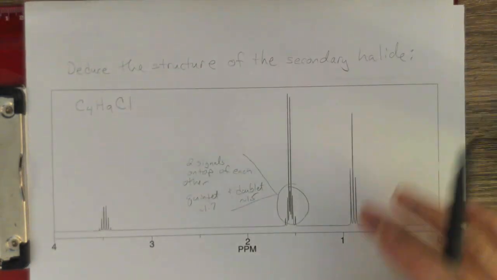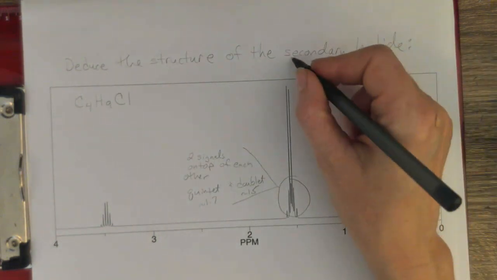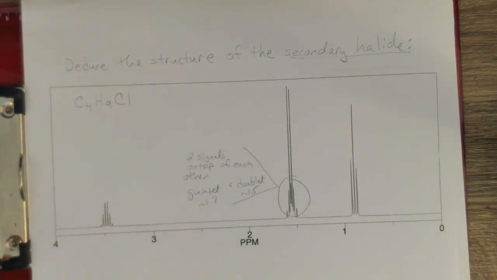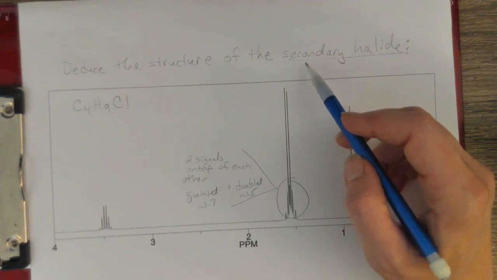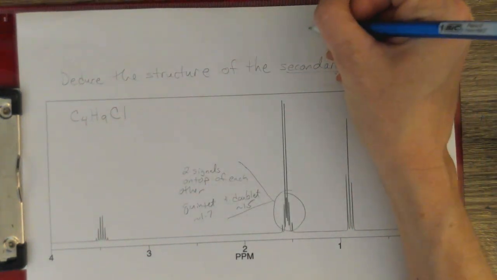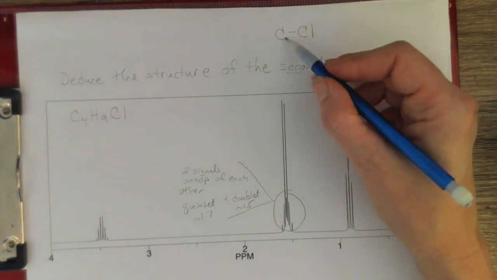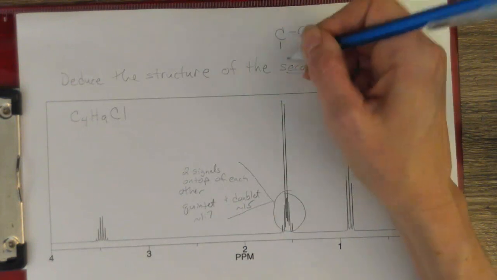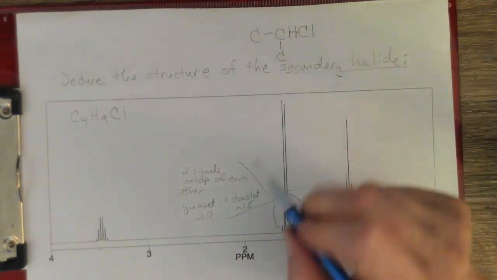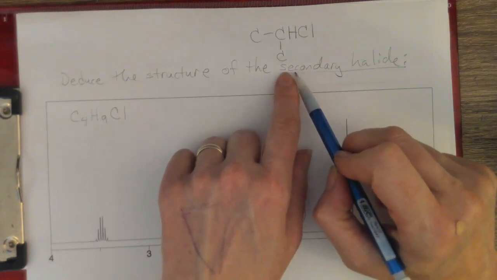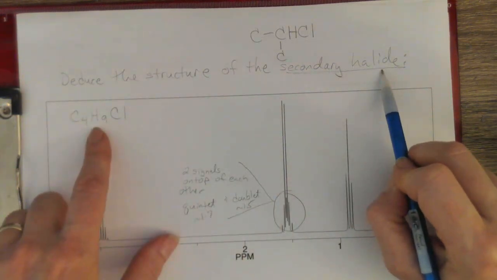All right, so let's start off with an example. What we want to do is come up with the structure of a secondary halide with this formula. So first of all, what is a secondary halide? Since we know it's a chlorine, I'm going to go ahead and write the chlorine. That chlorine is attached to a carbon that's a secondary carbon. That means that it has two other carbons on it. So this must be a CH. So I'm going to just change this to a CH. Okay. So step zero is really just interpreting the given. This was the given, a secondary halide with this formula.